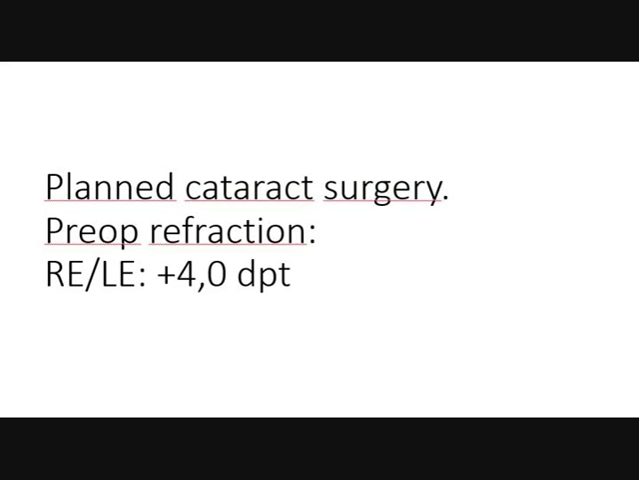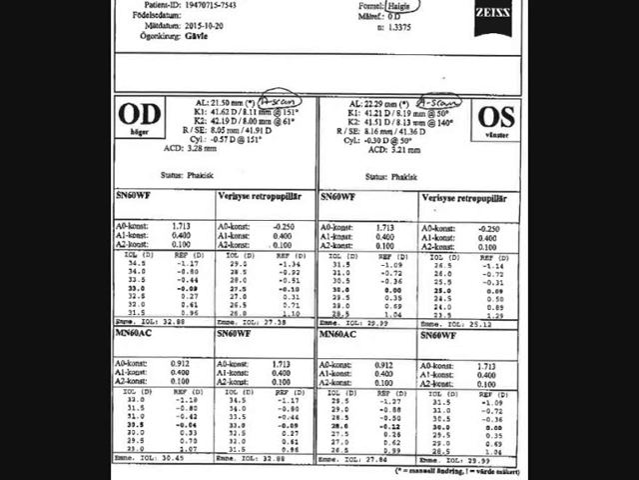We come to case 2. Cataract surgery is planned. The pre-op refraction is plus 4 diopters on both sides. Let's look at the biometry. We have an axis length of 21 millimeter and 21 millimeter on the left side. It's important to note that this was performed with an A scan and then inserted into the IOL master machine.